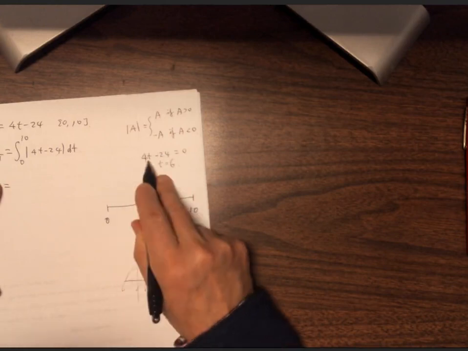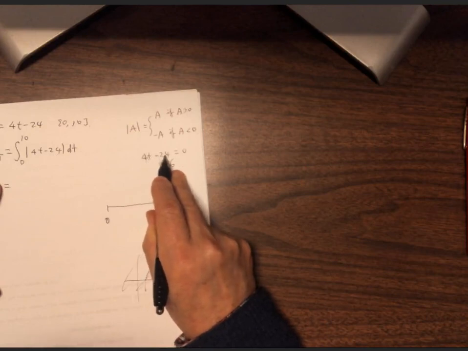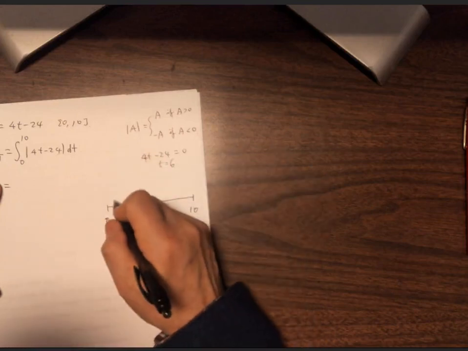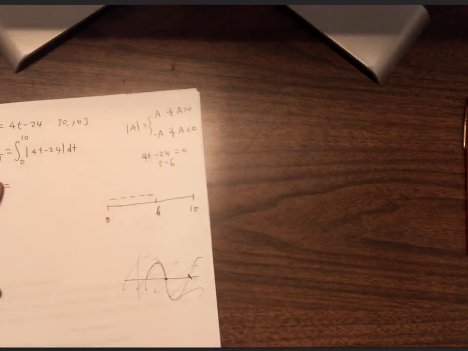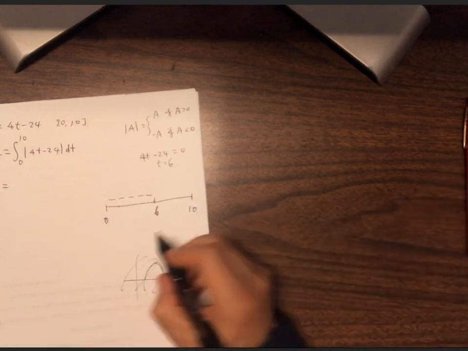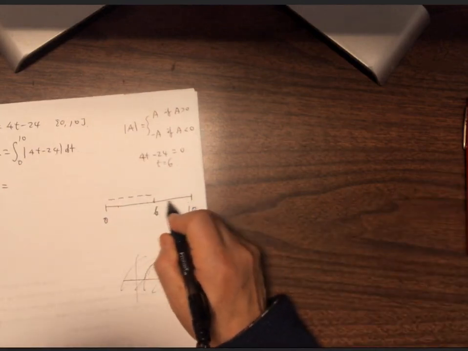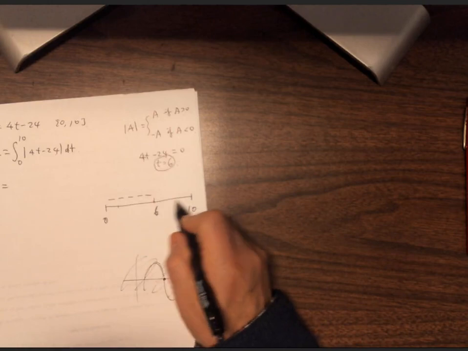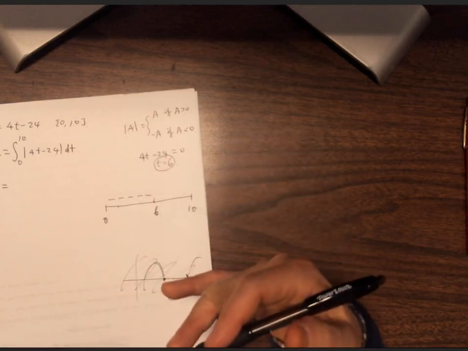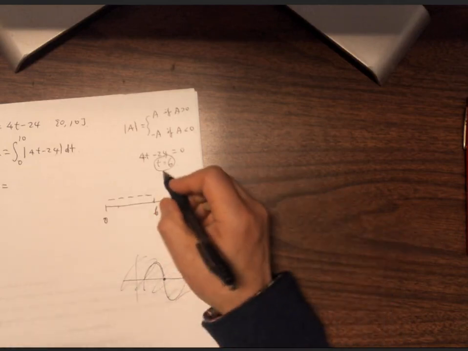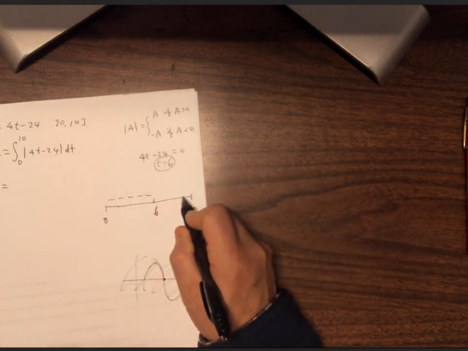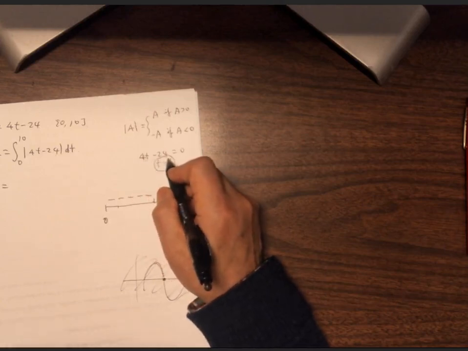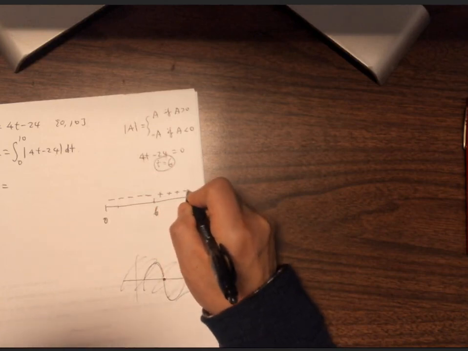Pick 1. Plug in 1: 4 times 1 is 4, minus 24 is negative. So we know at 1 the function is negative, and we're sure it's negative over this entire interval. Similarly for 6 to 10, the sign is not going to change because there's no 0. There's only one location where the function is 0, so it won't change sign. We just have to know whether it stays positive or negative. Pick, say, 9 and plug in for t: 4 times 9 is 36, 36 minus 24 is positive. So it's entirely positive here.